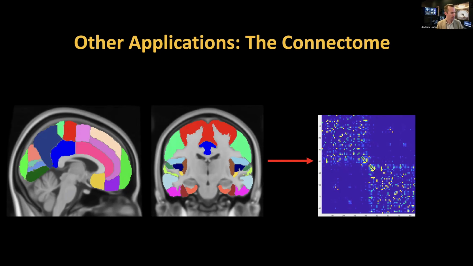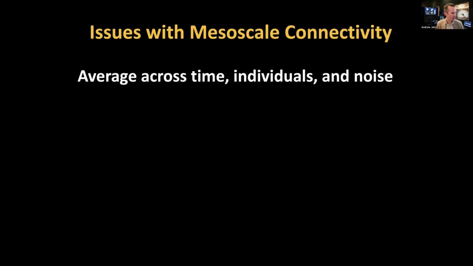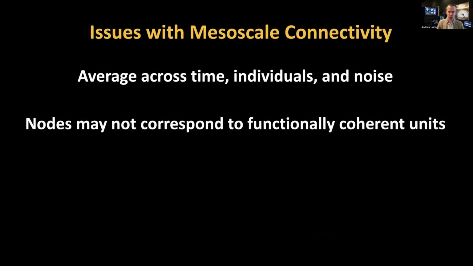So everything I've talked about so far is mesoscale. Okay, we're not at the level of neurons. We're not looking at the entire brain, but we're parcellating it into some different regions. But relative to the scale of a neuron, these are like continents. Other issues are we're averaging across time, across individuals, and unfortunately, in a lot of cases, across noise, although we try to control for that as best we can.